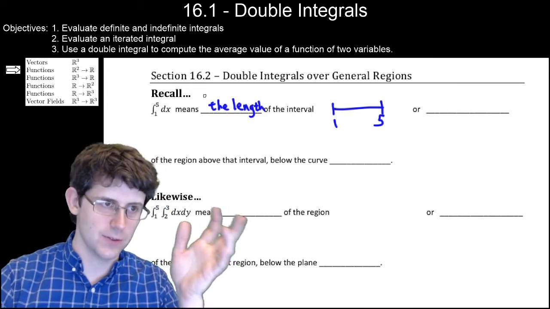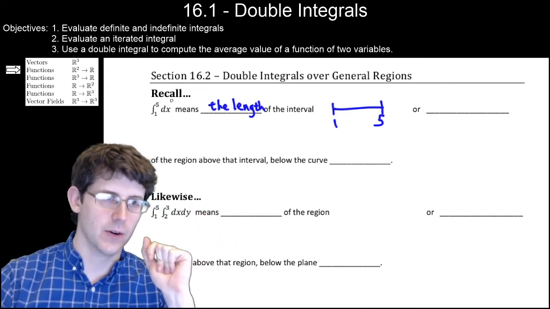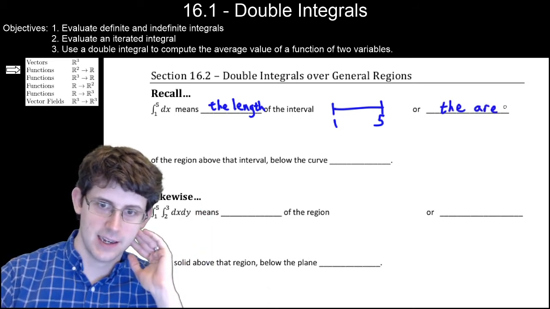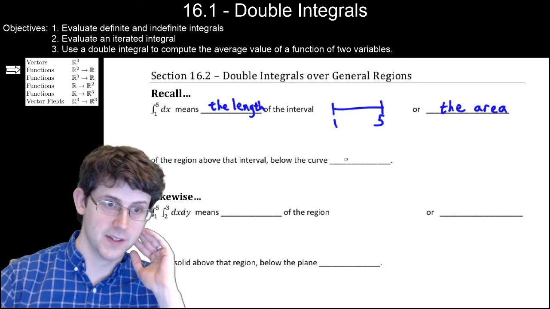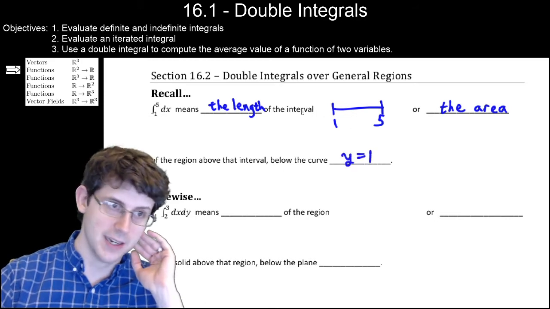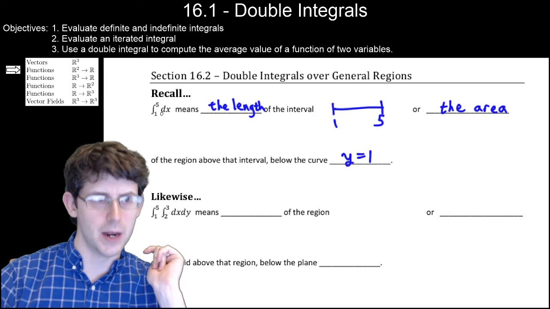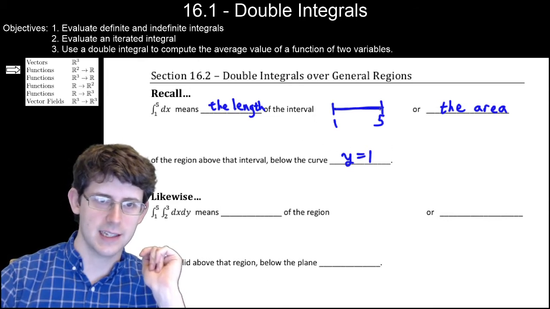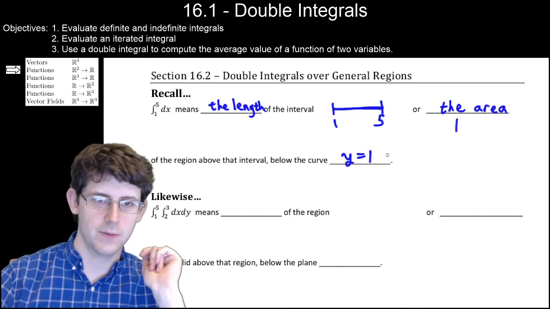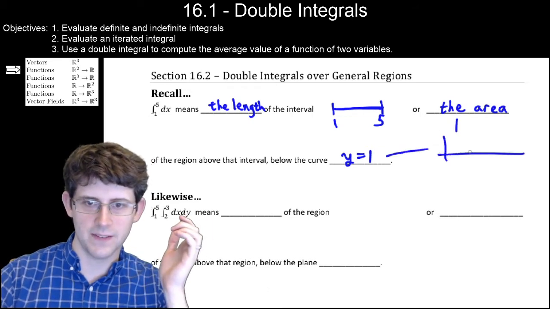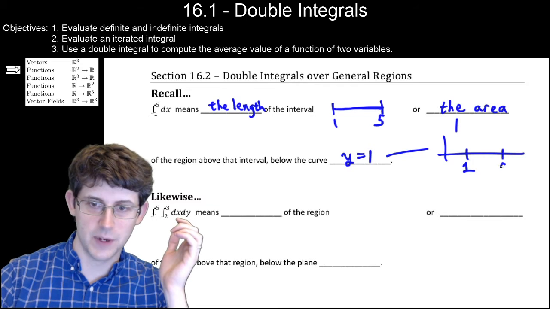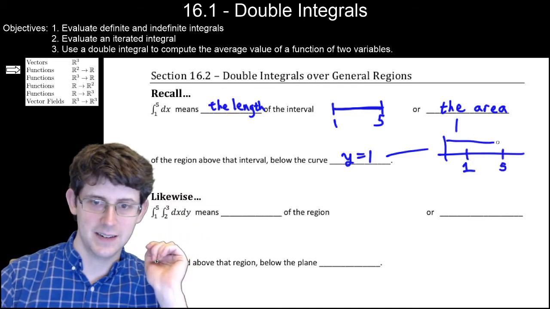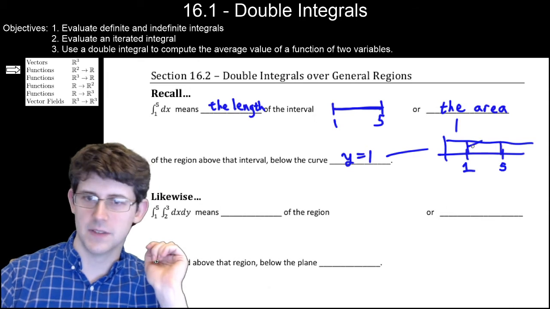Or if you were back in Calc 1, you would think, oh, integrals are always area. So you could think of it as the area of the region above that interval that's below y equals 1. You would say, oh, this is the integral of 1. So you can either say that's the length of this interval, or you could say, back in Calc 1, I would have thought of it as an interval from 1 to 5, and there's a function y equals 1 hiding in here, and I'm finding the area of this box.